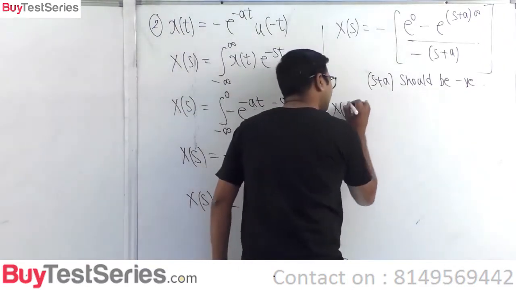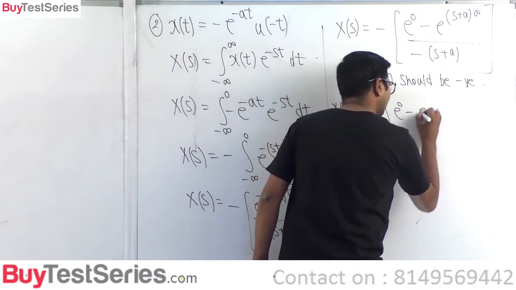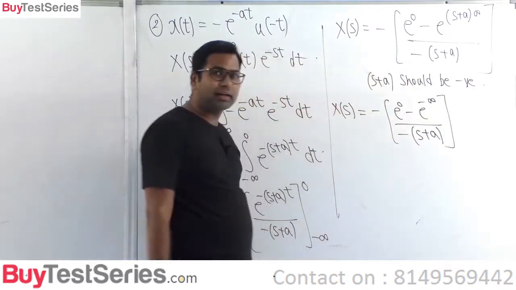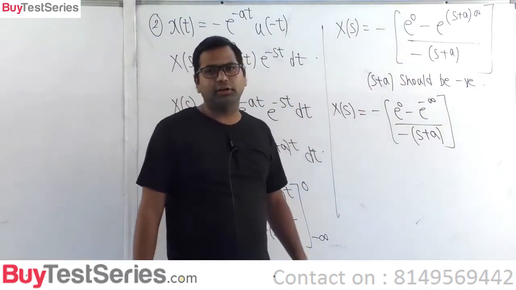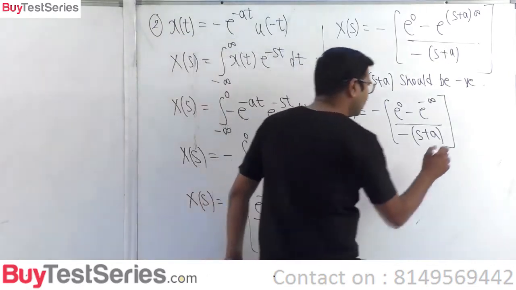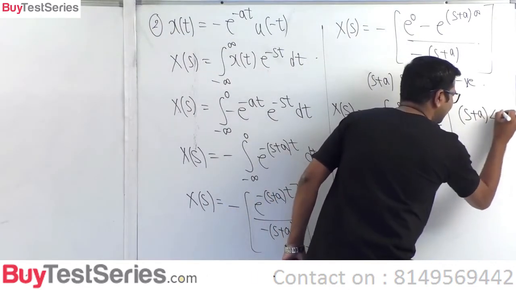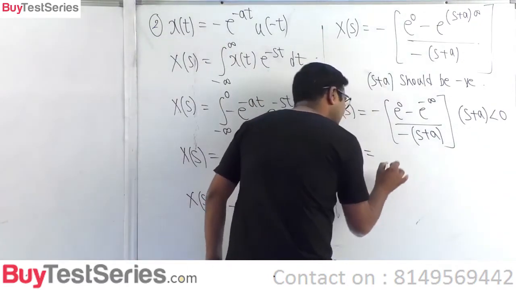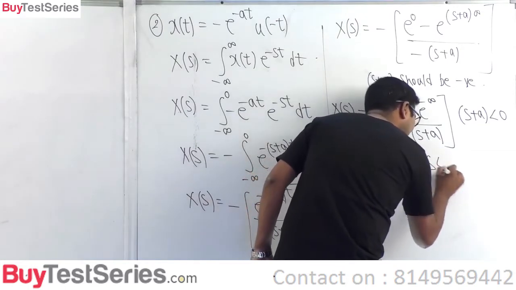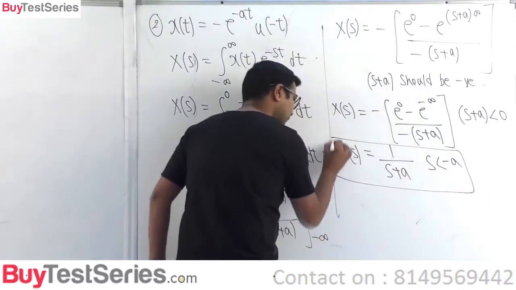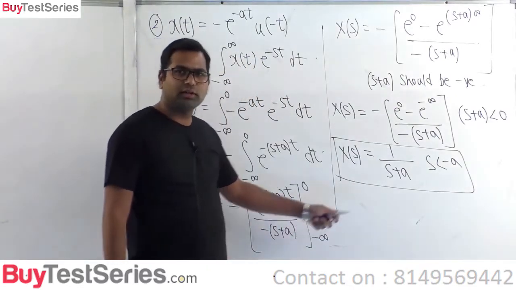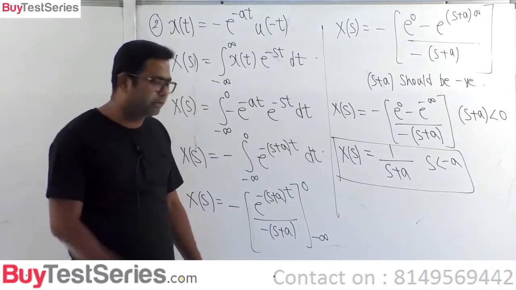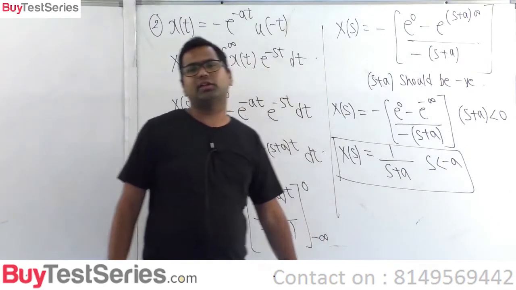Therefore, I can write capital X of s as minus of e to the power 0 minus e to the power minus infinity, divided by minus (s plus a). But this is valid only if the term s plus a is negative. For the term s plus a to be negative, we write it as s plus a less than 0. Therefore, the final answer will be capital X of s is equal to 1 upon s plus a, s is less than minus a. As you can observe, the Laplace transform is again 1 upon s plus a. But this Laplace transform is valid only if the values of s are less than minus a.